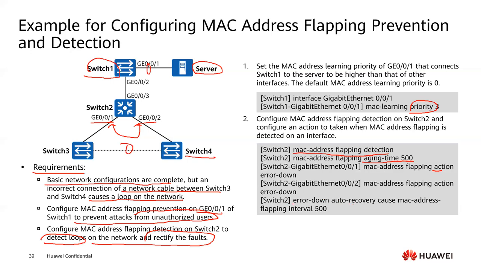The command is error-down auto-recovery cause followed by the cause. Now the cause is MAC address flapping. If it is port security, you can just change the cause to port security. And then it is interval. What does it mean? The interval means that during the interval, if no MAC address flapping occurs on this port, the port will come back to a normal state by itself. But if during the interval MAC address flapping, or you can say a network loop, occurs again, the port state will stay in the error-down state.